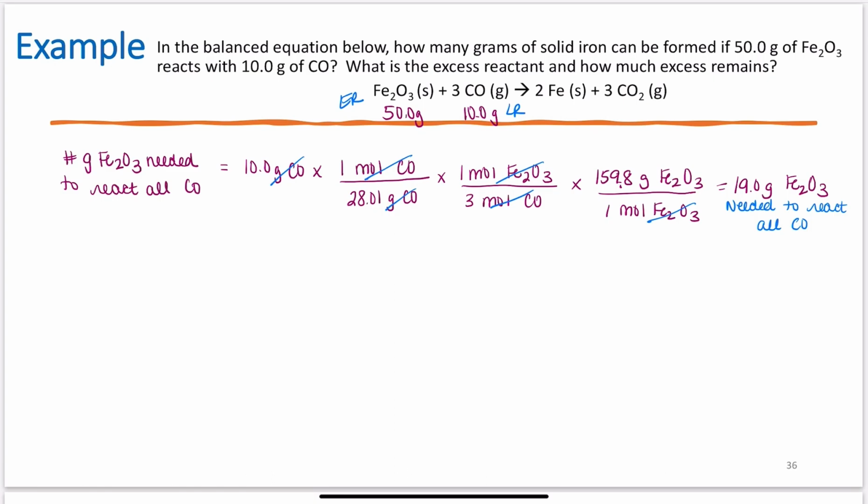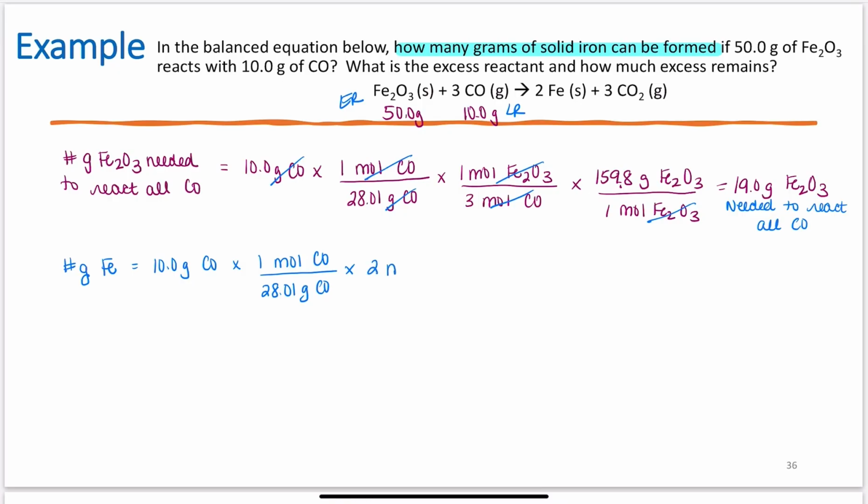So to answer the first part of the question, how many grams of solid iron can be formed? That's going to depend on the amount of carbon monoxide I have. So I'm going to use that in the calculation. Number of grams of Fe. I've got 10 grams of carbon monoxide. 1 mole of carbon monoxide weighs 28.01 grams.